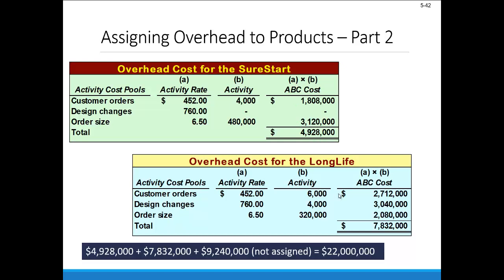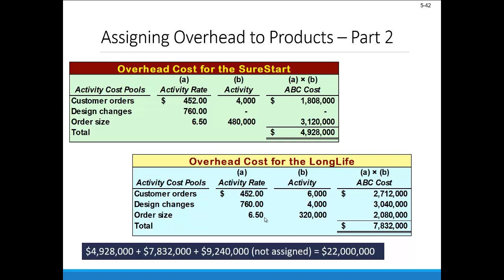Then we'll do the same thing for the long life. It had 6,000 customer orders, so we'll multiply the 6,000 orders times the $452 per order activity rate for that cost pool. And there's costs assigned of $2,712,000. The long life did require some design changes, so 4,000 changes there times the activity rate of $760 per change, and there's a total cost of $3,040,000.